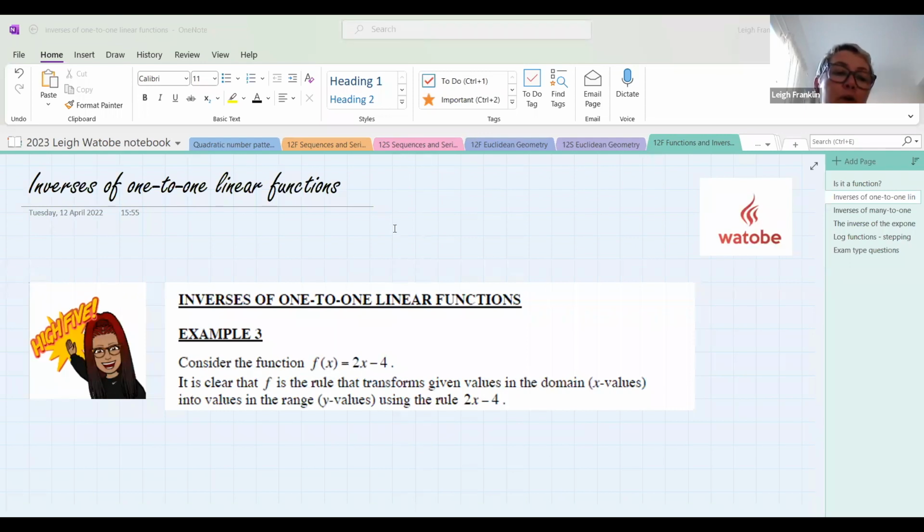The first thing that we're going to talk about when it comes to inverses are inverses of one-to-one functions. This is a very good place for us to start beginning to understand what an inverse is, how we write the notation, how we would sketch something, etc., etc.